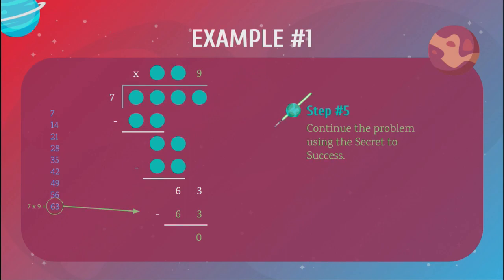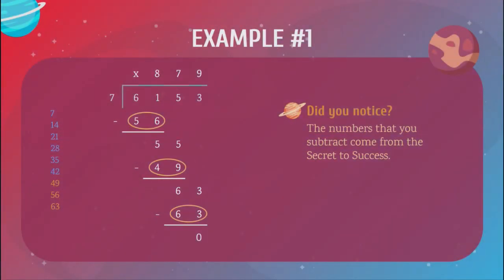In fact, it's on his list. So 9 times 7 is 63. We subtract, we get 0. So our final answer is 879. That's our quotient to this problem.